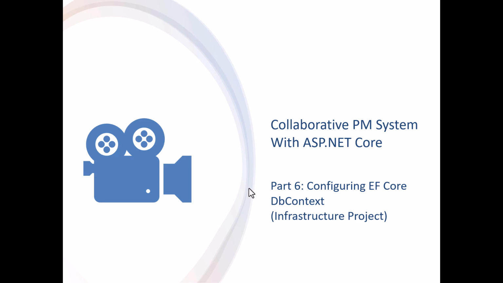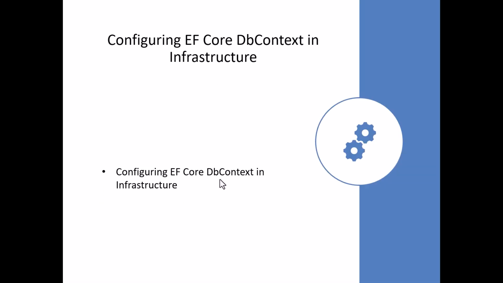Now we have come to part 6 of our collaborative PM system with ASP.NET Core, and in this part we will be configuring the Entity Framework Core DbContext within the infrastructure project. So switch over to the slides and then to the Visual Studio demo. We'll wire it up based on our actual domain model, which includes project, task item, user, team, comment, attachment. Okay, so let's see what we are up to.